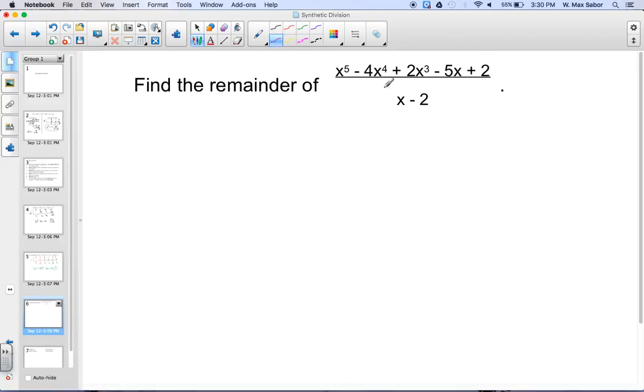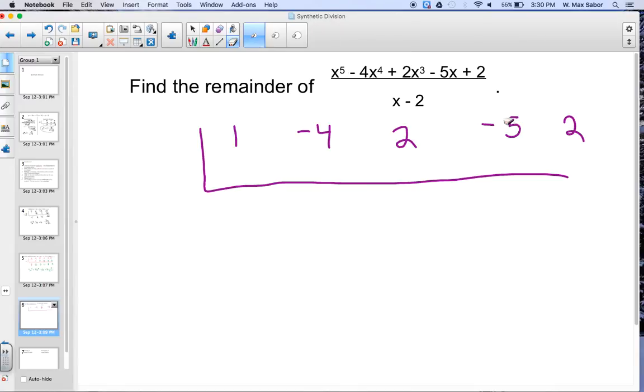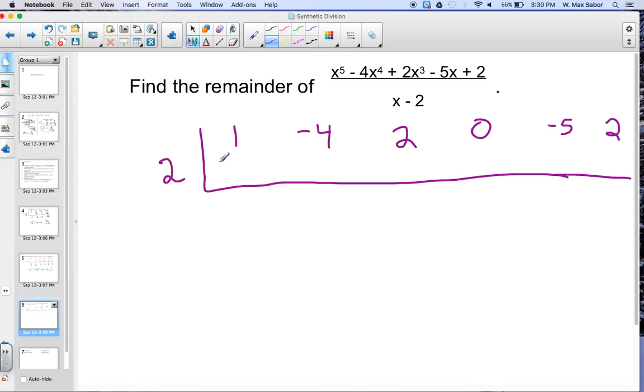Here's another way of writing it. In this particular case, I'm just looking for the remainder. I'm going to write out the coefficients. Now, if I write it out, this looks like it's correct, but it's wrong, because we need to include the x squared term. The x squared term doesn't exist, so it has 0x squared, so we need to include that in our list. And this time, instead of writing -2, because it's x minus 2, we should write a 2 outside.